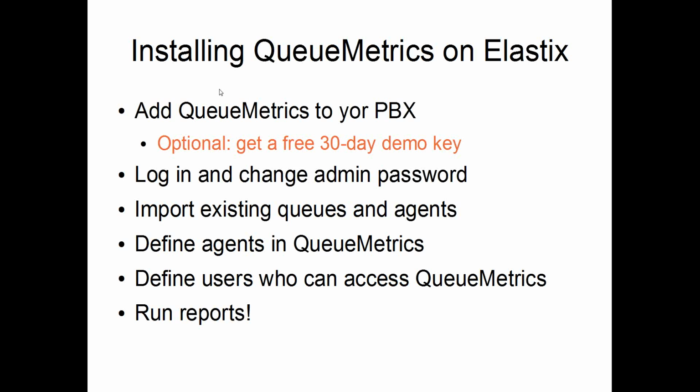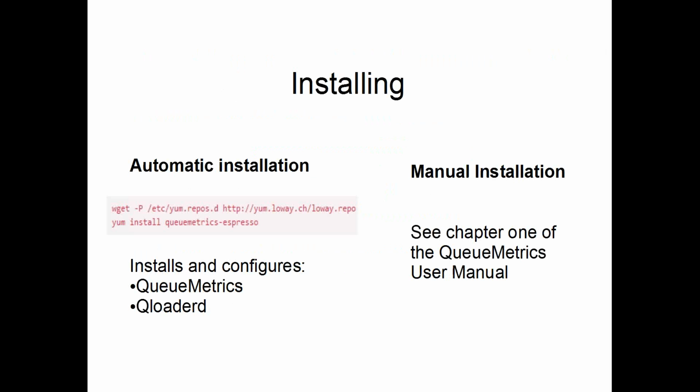So how do you get to test QueueMetrics? We try to make it very easy. To add QueueMetrics to your PBX, you usually follow a very simple procedure. The first is adding a repository, the automatic system that works with basically any Asterisk-based package, all of them based on CentOS. You basically add your repository.